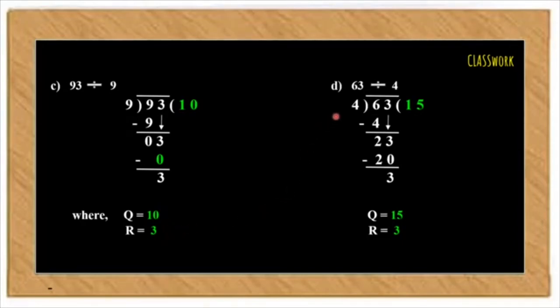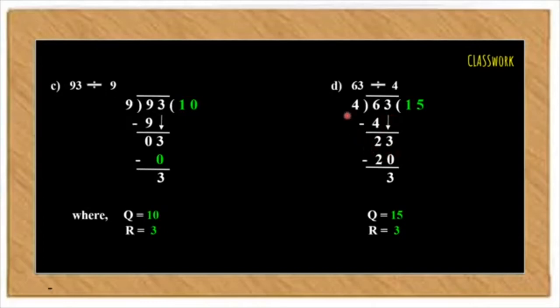We will look at another example, which is 63 divided by 4. We again consider the first digit of this number, that is 6. We divide it by 4, such that 4 multiplied by 1 gives us 4. On subtraction, we get 2 as the answer. We bring down the second digit of the dividend down to obtain 23 as the new dividend, which needs to be divided by 4.